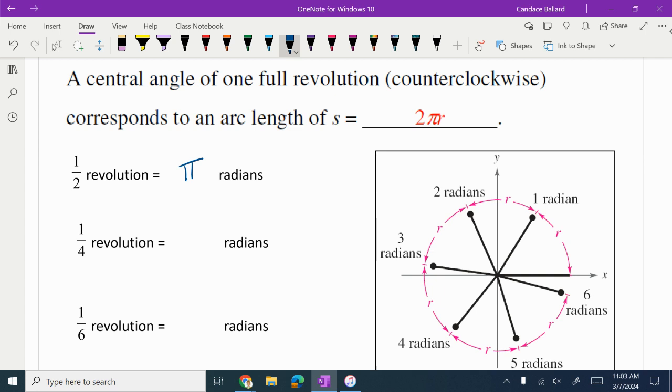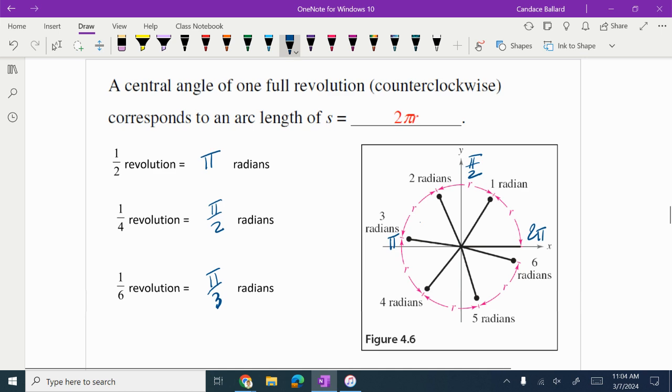1/4 of a revolution around the circle is what we would consider pi over 2 radians. Because this is 2 pi radians, right? Half of it would be pi. Half of pi would be pi over 2. Okay. 1/6 of a revolution is what we would consider pi over 3 radians.